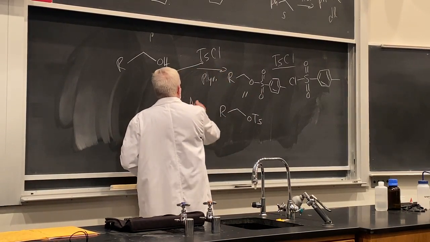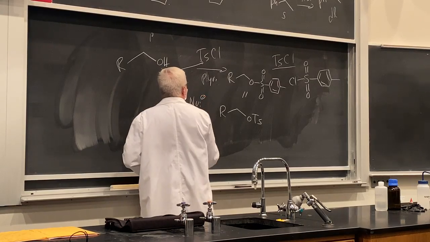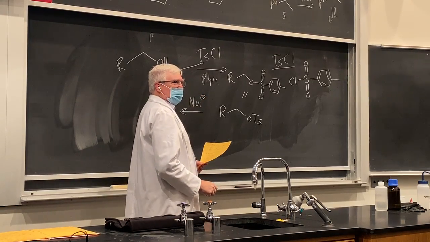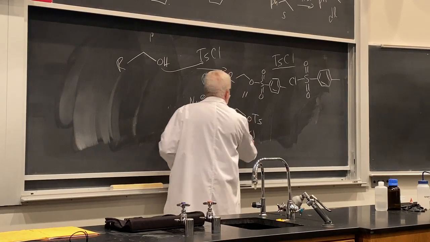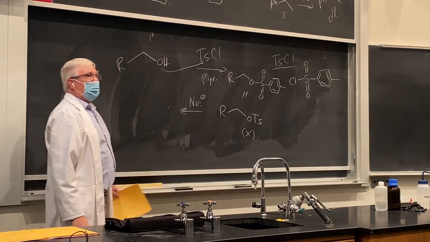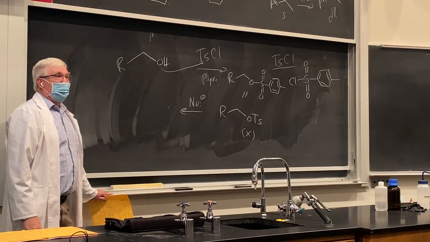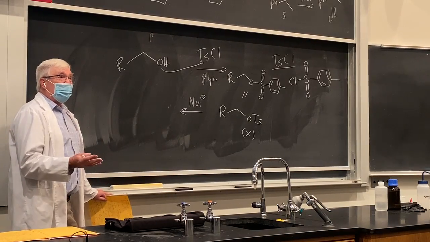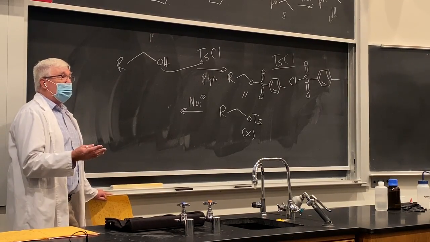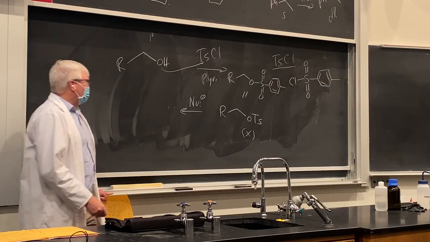Well, now all the charged nucleophiles can do their thing. Everything from chapter 7, right? This is now just as good as a halogen. In fact, tosylates are sometimes called pseudo-halogens, okay? They're stable. You can isolate those. They're often crystalline, so we can recrystallize and purify them. They're very convenient in the lab that way.